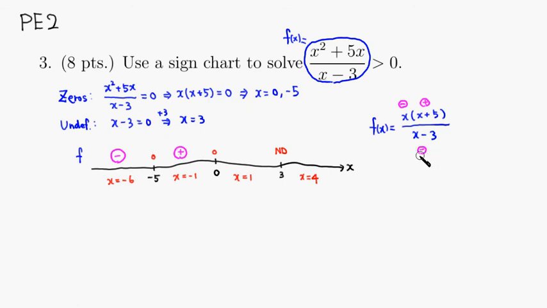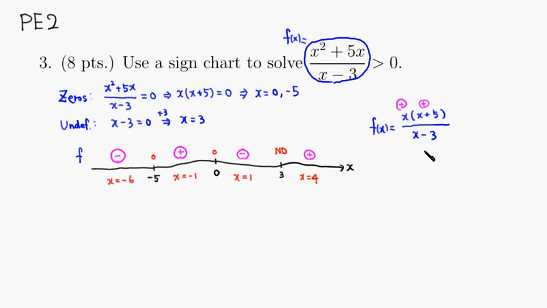Then let's try positive 1. Positive 1 is positive. 1 plus 5 is again positive, and 1 minus 3 is still negative. So positive times positive is positive, and positive divided by negative is negative. The last one is x equals positive 4. So x is positive, 4 plus 5 is positive, and 4 minus 3 is finally positive. So everything is positive, so it's positive. So we have that.